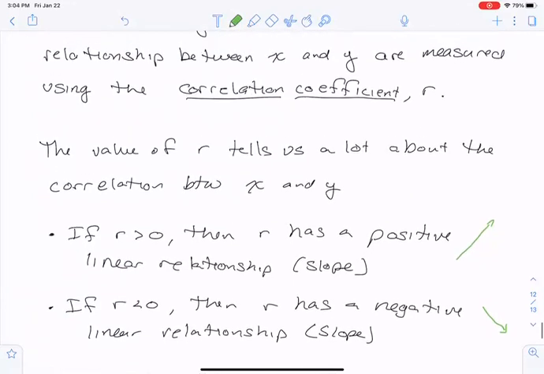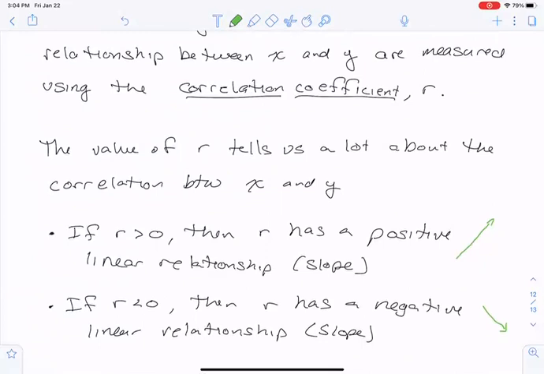A misnomer, a mistake, is thinking that the smaller R is, the less likely there is to be a relationship. Not so. R is really going to live between -1 and 1. The closer it is to -1, the stronger the negative relationship we have. And the closer R is to +1, the stronger the positive relationship is.